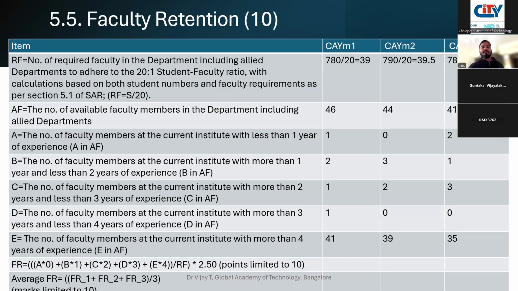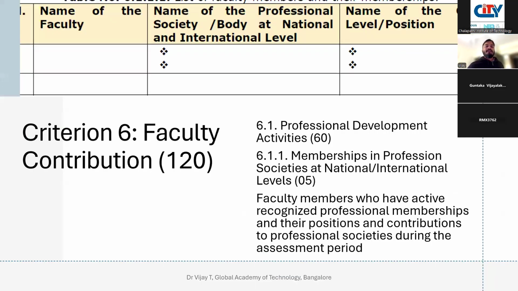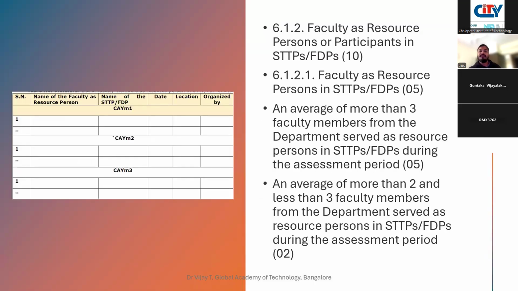Faculty retention, again, this is the calculation. The higher the experience in your institution, the greater the marks. Newly joined faculty, lower marks. Faculty contribution is 120 marks, of which 60 is for academic and 60 is for research. Professional development activities, membership in professional bodies, and the activities that you have done through those professional bodies, 5 marks. Faculty as a resource person in another institution, 5 marks.